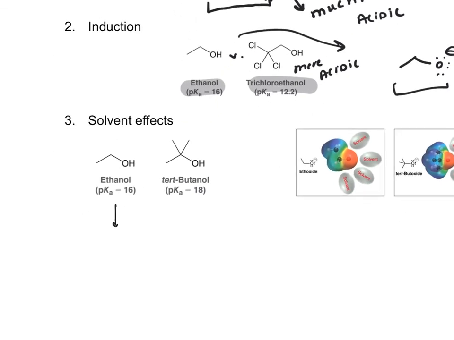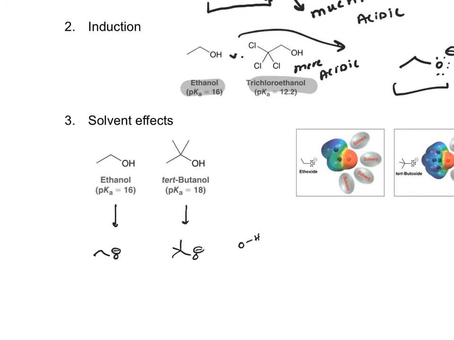So if we had something like ethanol versus tert-butanol, in ethanol, the negative charge is going to be on that oxygen atom. Same thing with tert-butanol, the negative charge is going to be on that oxygen atom. There is no induction, there is no resonance, and we don't care about orbital, right? So now the only thing that's going to really affect their differing acidities or their differing stabilities is the ability of solvent to get in and help stabilize that negative charge.